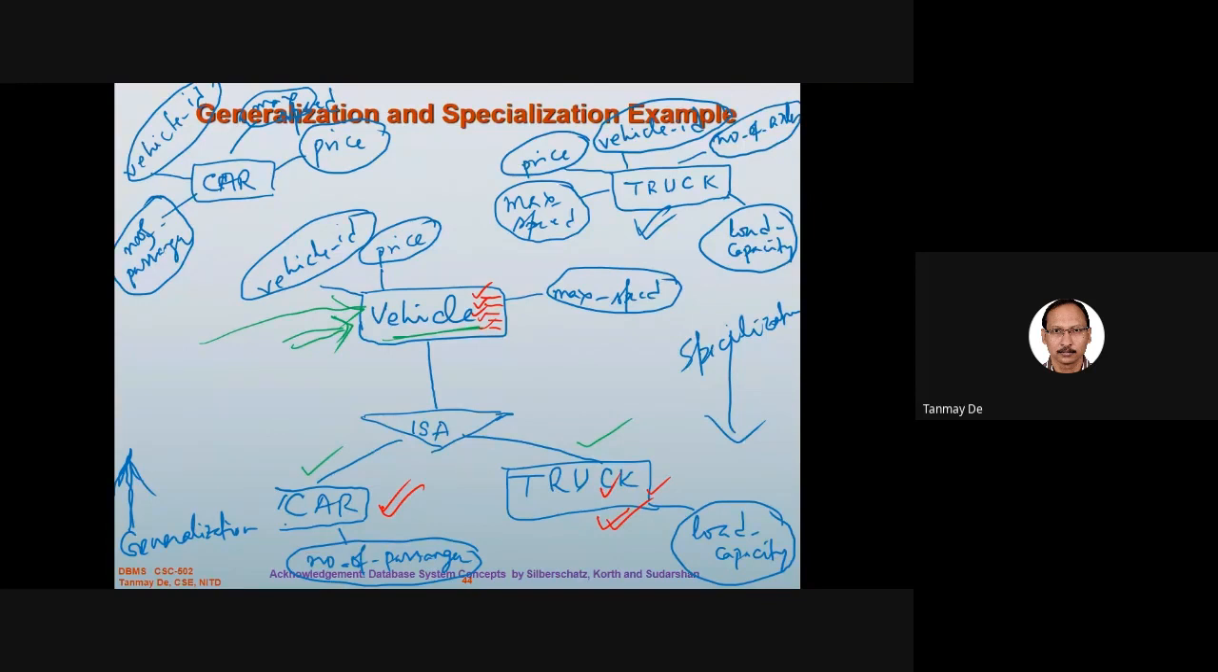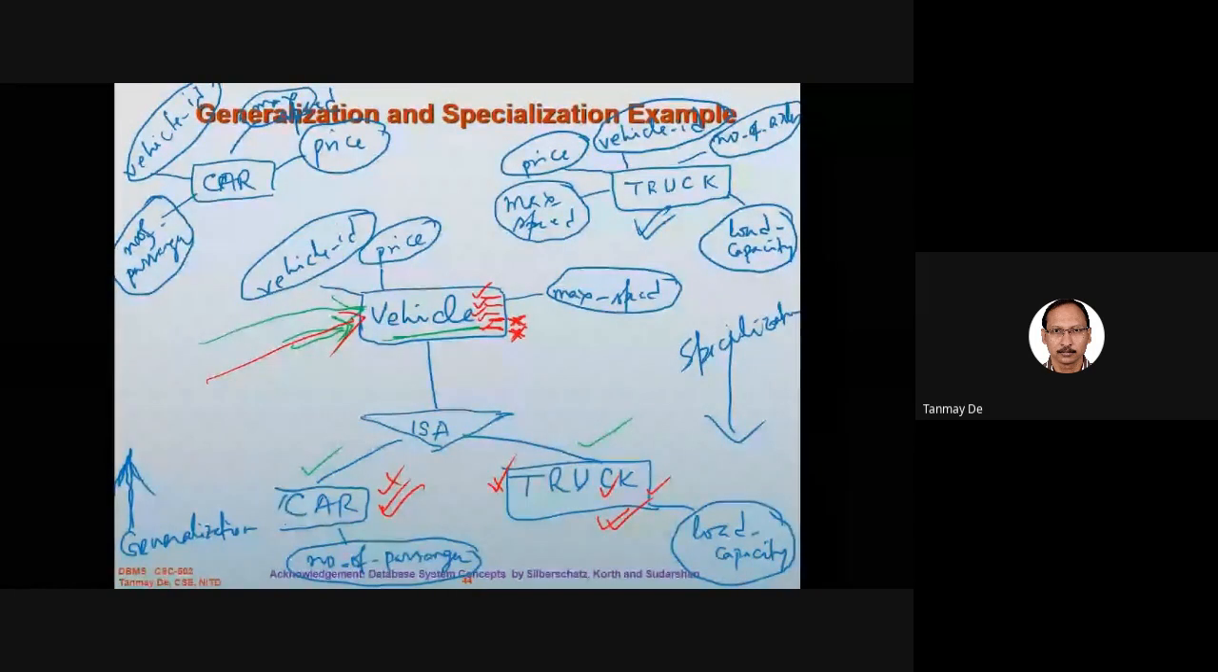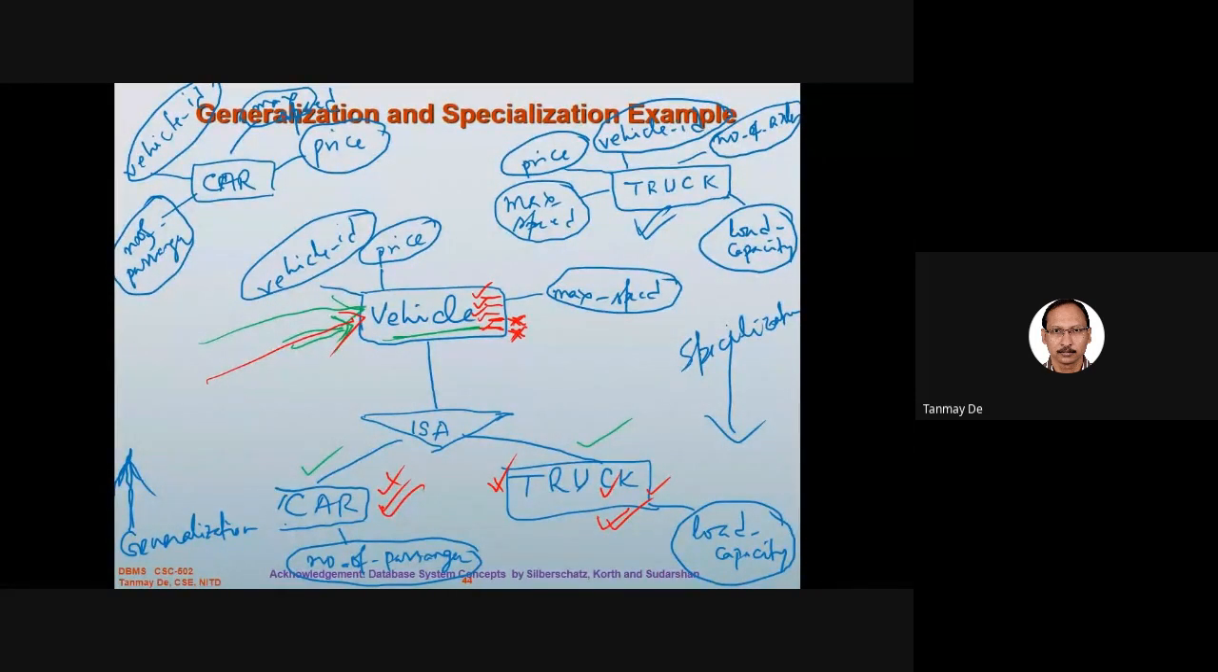But it may be possible that not all of them participate. Suppose this one and this one, these two entities of the vehicle, that means two vehicles, are not present either in car or in truck. So what is the meaning? In this vehicle entity set, not all the entities participate in the lower level entity sets, car and truck. Some of them participate, some of them do not. At that time, this participation is partial.